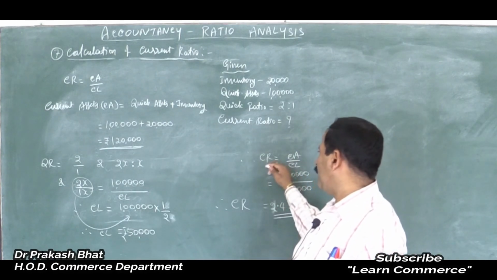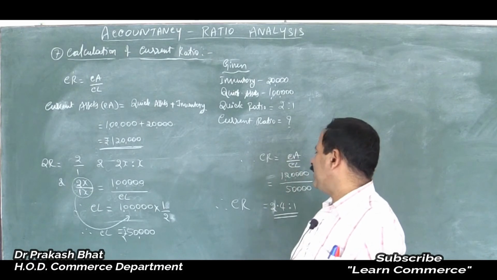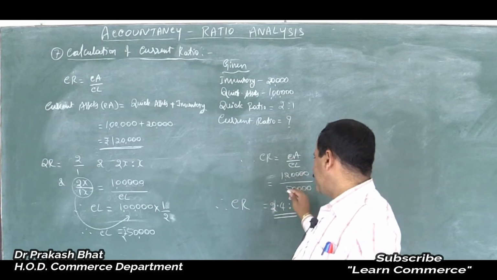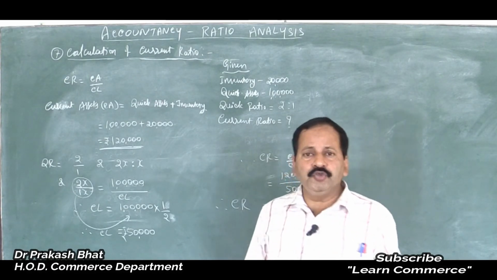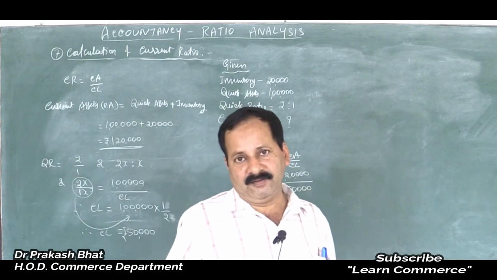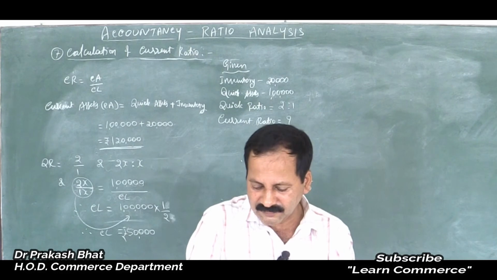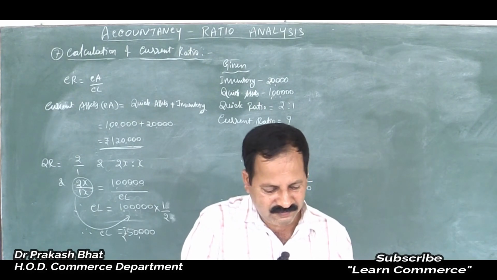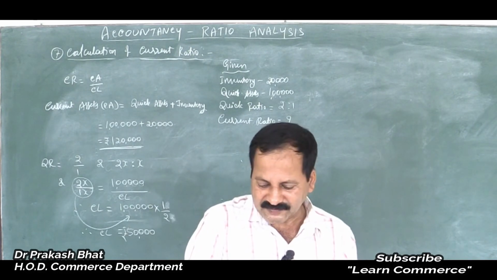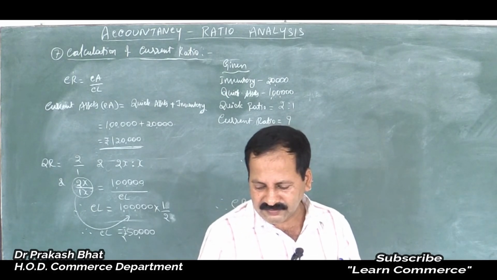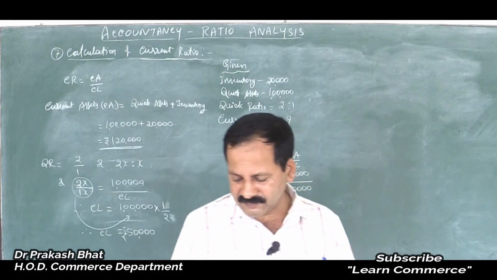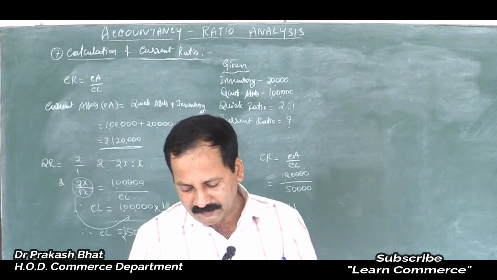Substitute in the formula, current ratio is equal to current assets divided by current liabilities. So 1,20,000 divided by 50,000 is equal to 2.4:1. That is how you have to solve the problem. Clear? Yes. Let us move on to the next, this last problem of this 6 marks question. Isn't it? 6 marks question will be done with that.